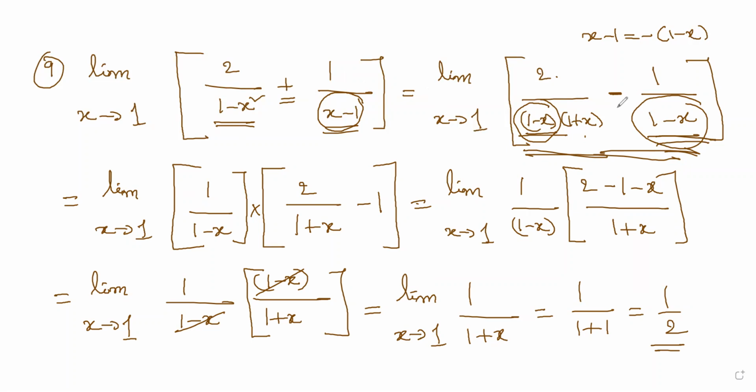So I have taken 1 by 1 minus x out, common. Now what you are left with is 2 by 1 plus x, right? 2 by 1 plus x, and 1 by 1 minus x, the entire thing is taken off. So here only 1 is left. Okay. And next you have taken LCM.